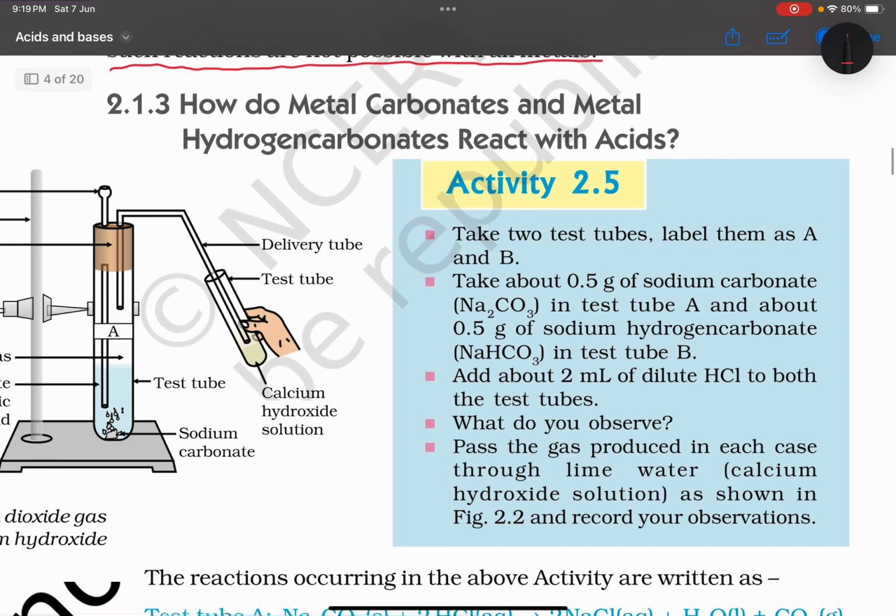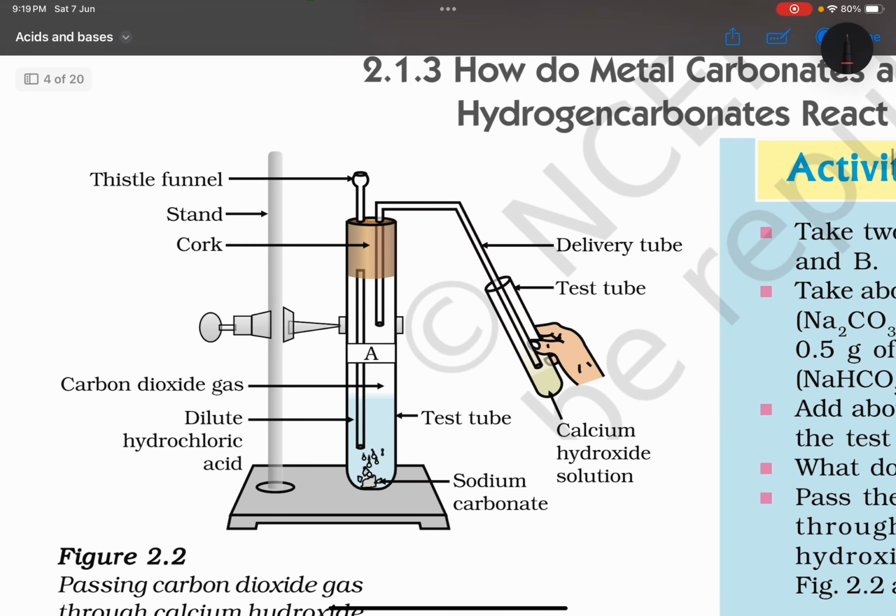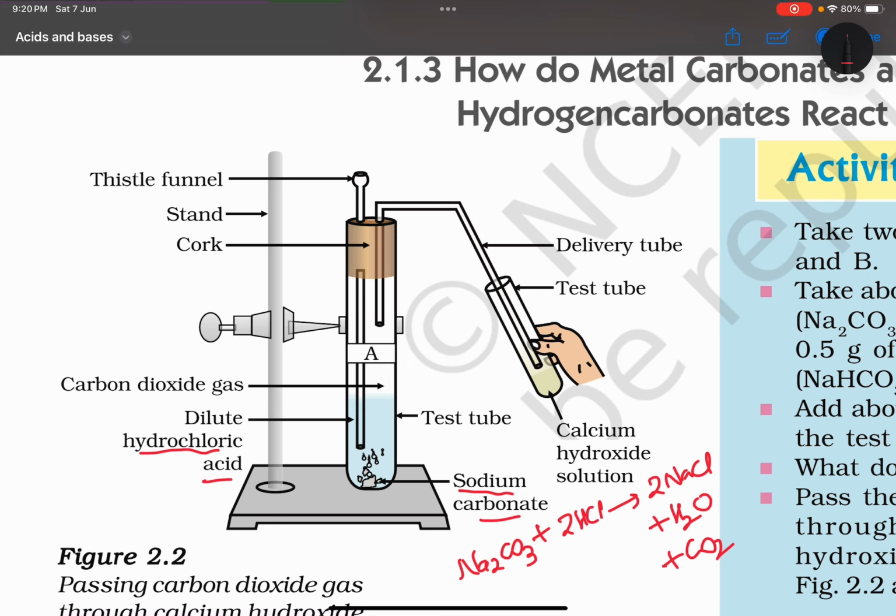Coming to how do metal carbonates and metal hydrogen carbonates react with acids? See this apparatus, a similar type. What we are using is hydrochloric acid and sodium carbonate. What happens here? Na2CO3 is a base, hydrochloric acid is an acid. So the reaction gives 2NaCl plus H2O plus CO2. So CO2 gas is released from this.